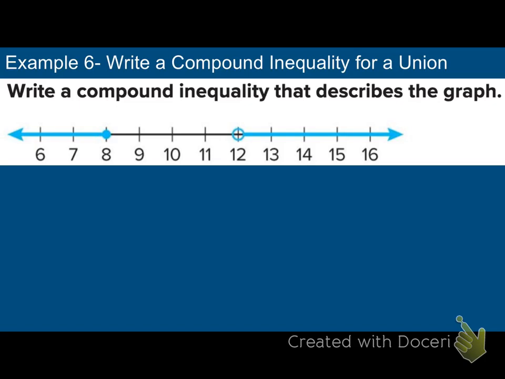Last example. Write a compound inequality that describes the graph. Right off the bat, is this and or or? Or. If it's from the 2 points out, it's automatically going to be an or. That's the union of the two graphs. Raise your hand if you'd like to pick the variable for me. We'll use J. So I've got J.